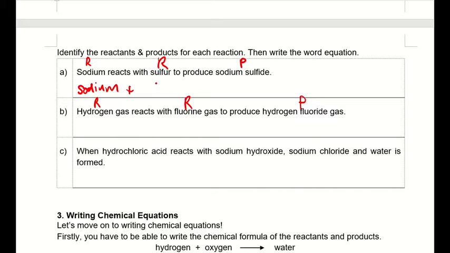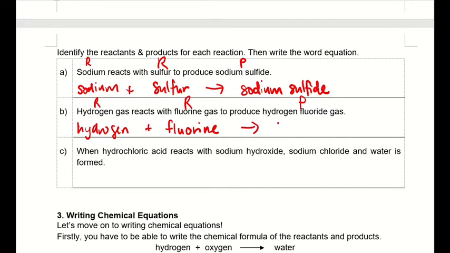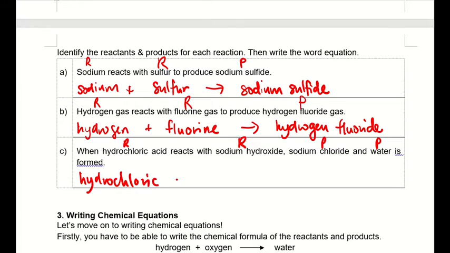Sodium plus sulfur, so the word equation will give me sodium sulfide. And next one, hydrogen gas, fluorine gas, hydrogen fluoride. Hydrochloric acid reacts with sodium hydroxide: hydrochloric acid is a reactant, sodium hydroxide is a reactant, and then sodium chloride and water are formed. That means sodium chloride is a product, water is a product. So it's very important for you to really be able to identify what is a reactant and what is a product. It will make life so much easier for you.